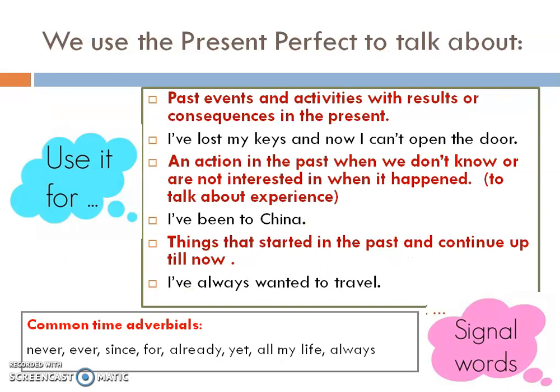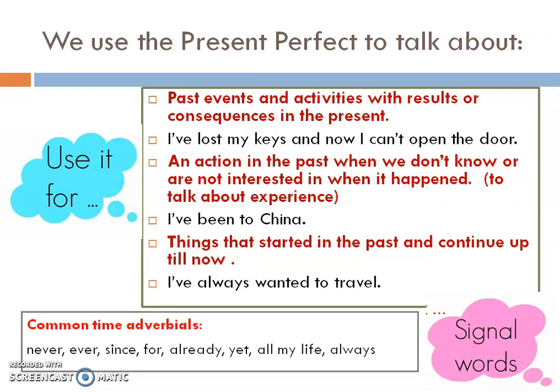The uses of present perfect are as you see on the screen. First one is for activities with results or consequences in the present. The example is I've lost my keys and now I can't open the door. So because of losing my keys, the consequence is that I can't open the door.